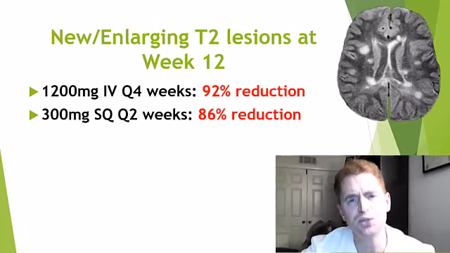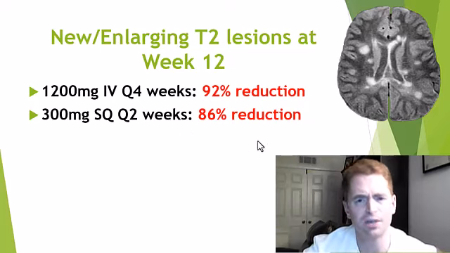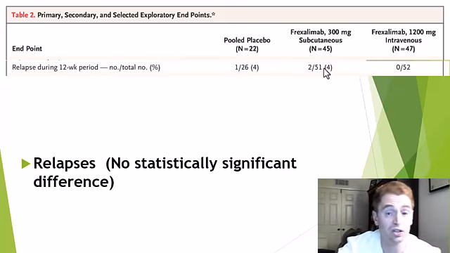For newer enlarging T2 lesions, it's the same thing, a 92% reduction with the higher dose IV group and only 86% reduction, a little bit less, with the lower dose subcutaneous group relative to placebo. For relapses, there were no clear differences. In the placebo group, only 1 out of 26 people had a relapse. 2 out of 51 had an attack with the lower dose subcutaneous group, and 0 out of 52 with the higher dose IV group.